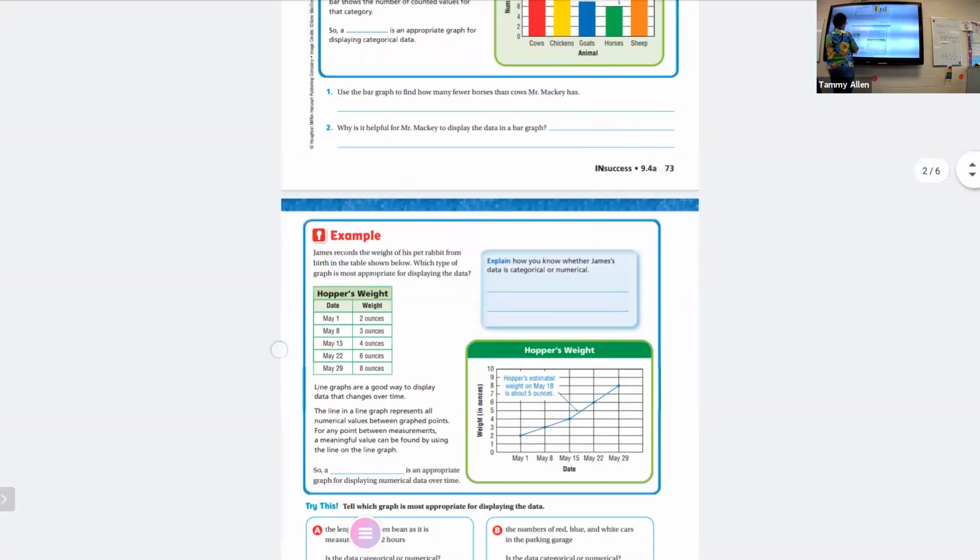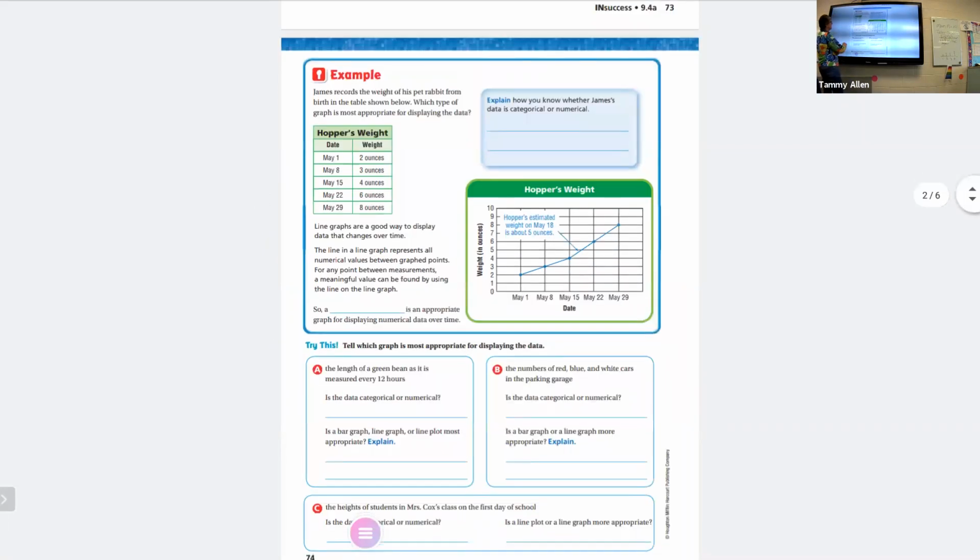As we take a look at the next example, James records the weight of his pet rabbit from birth in the table shown below. So this is the data that he's gathered. Which type of graph is most appropriate for displaying this data? Well, what type of data is it? Categorical or numerical?